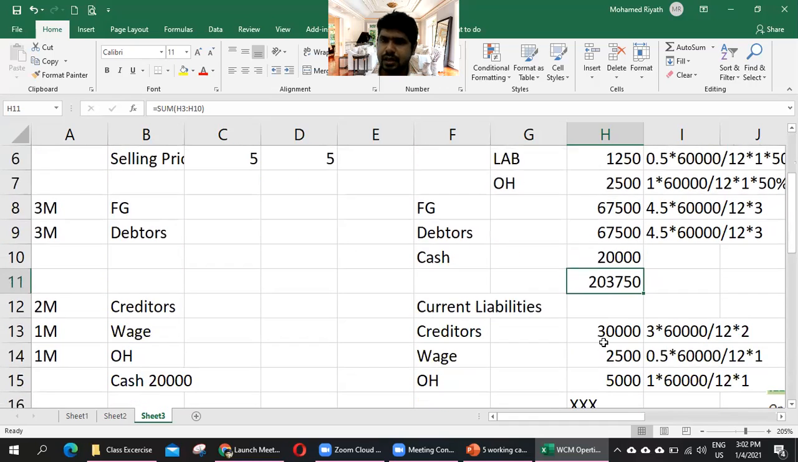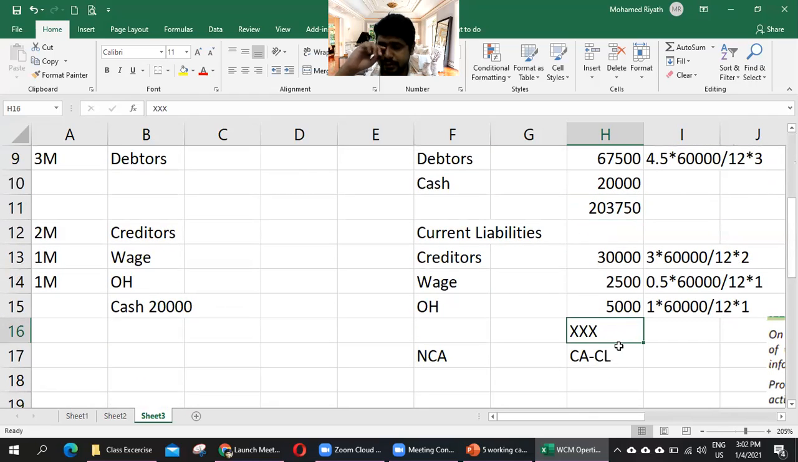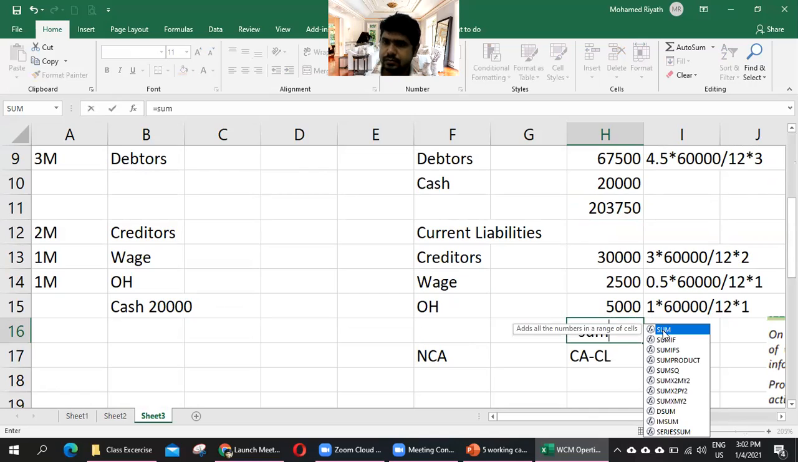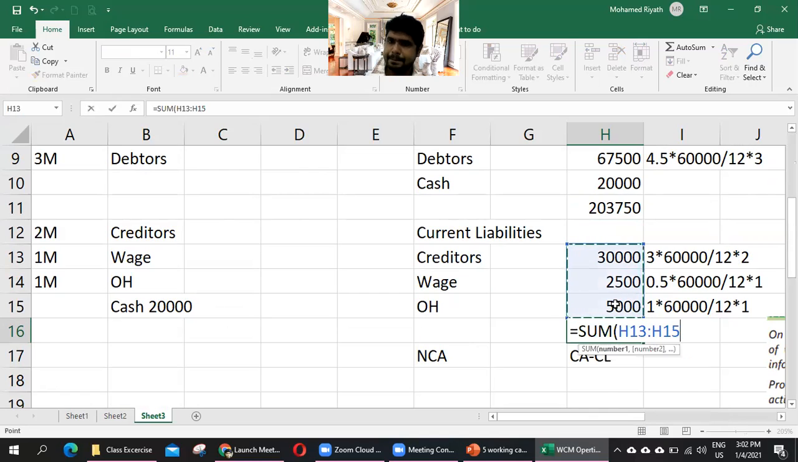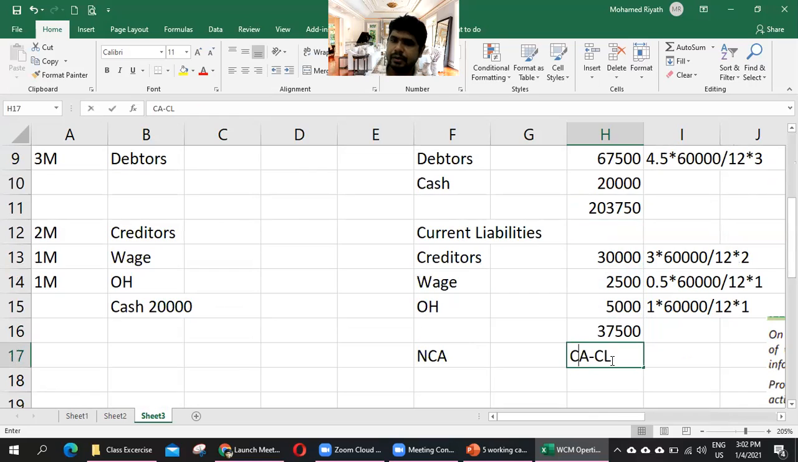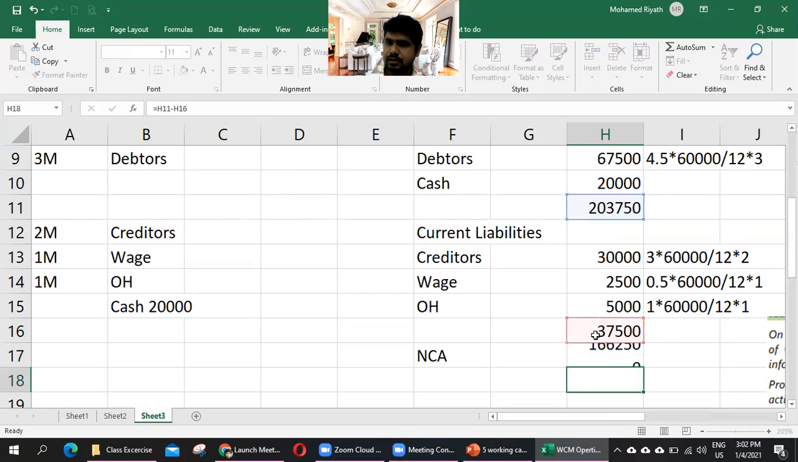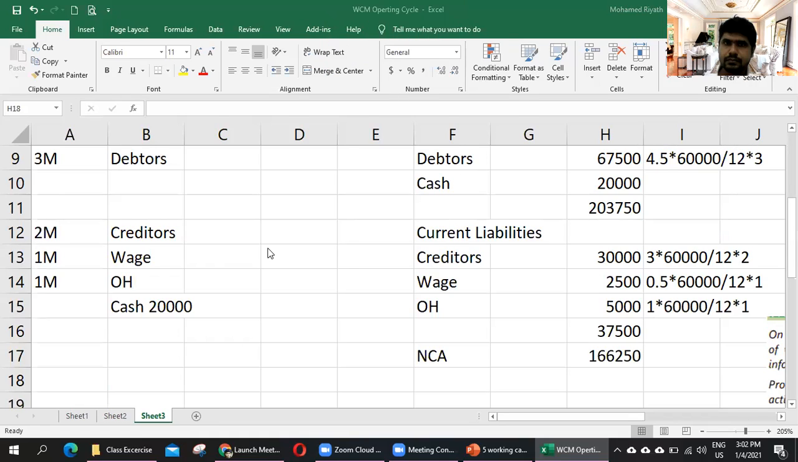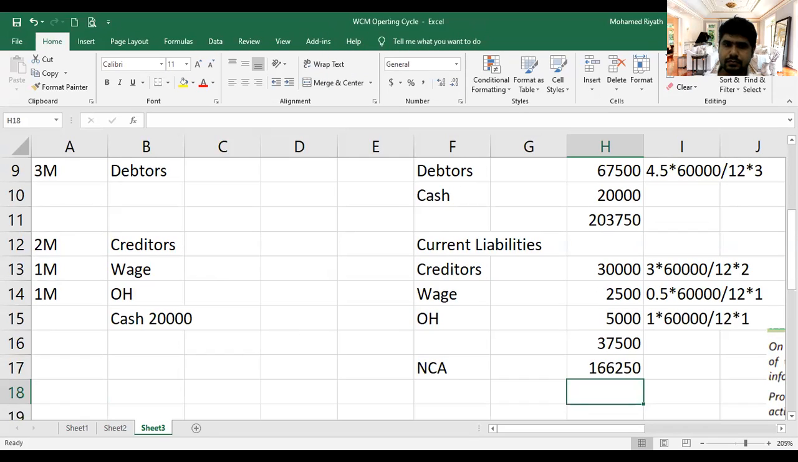Please check your answer. And current liabilities, and current assets minus current liabilities. This value, current assets minus current liabilities, 16,000. Is it the correct answer? Is it? See the calculation. Yes, sir. Okay.